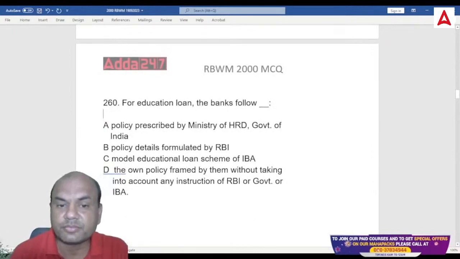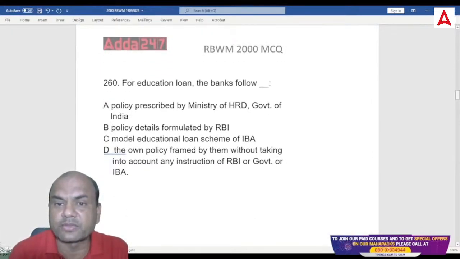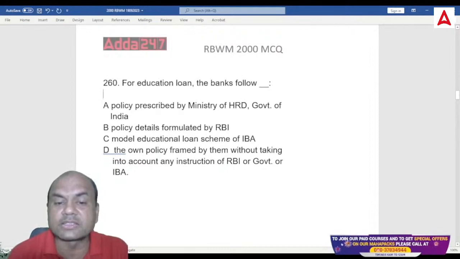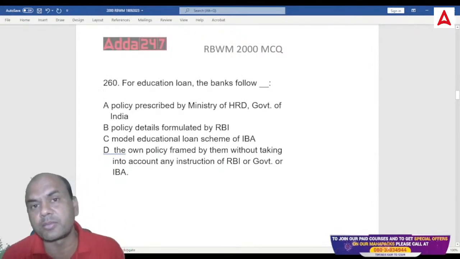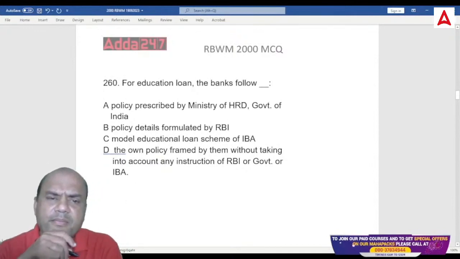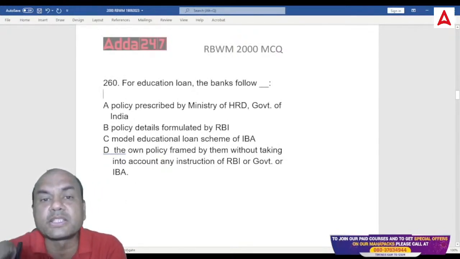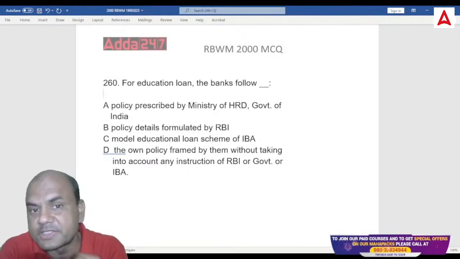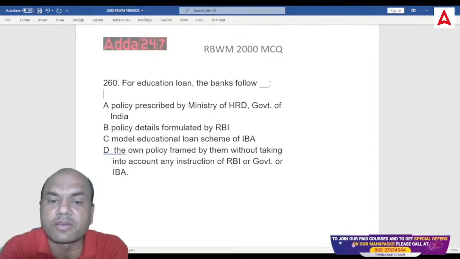Next one. For education loans, the bank takes the following. Banks follow the policy prescribed by the Ministry of HRD, policy details formulated by RBI, the model education loan scheme by IBA, or their own policy framed without taking into account any instruction from RBI or government or IBA. What is the answer? Which policy is followed for education loans? This policy is given by a certain institution. Which is that institution? That is the right question over here.